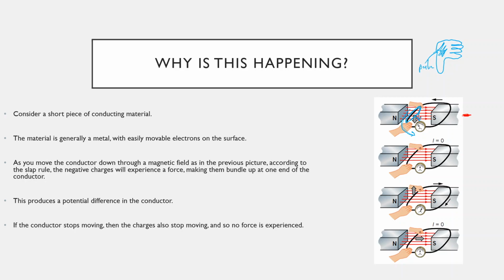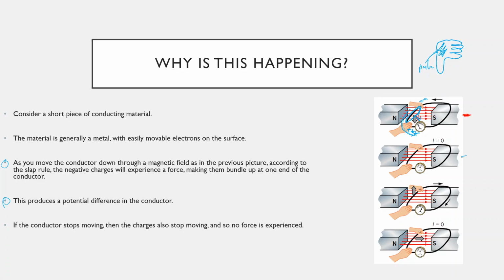That's it. So look at this third dot point here. As you move the conductor down through a magnetic field, as in this picture here, according to the slap rule, the negative charges, which is really actually what's going on here, will experience a force because they're the ones that are free to move around, and they will bundle up at one end. So the negative charges are going to bundle up on this side, leaving an excess of positive charges on this side, and when you've got a situation like this, you have induced a voltage, you've induced an EMF. So this produces a potential difference in the conductor.